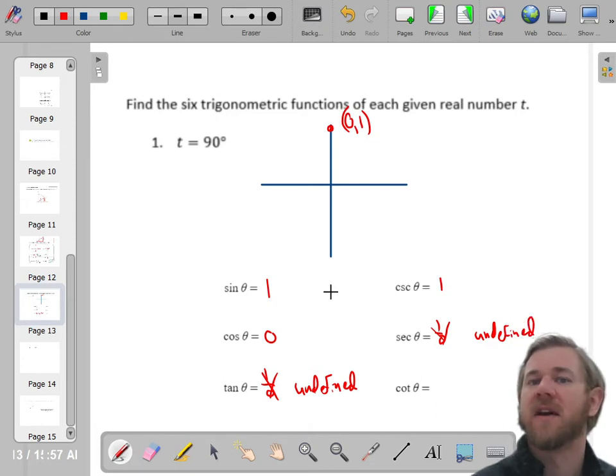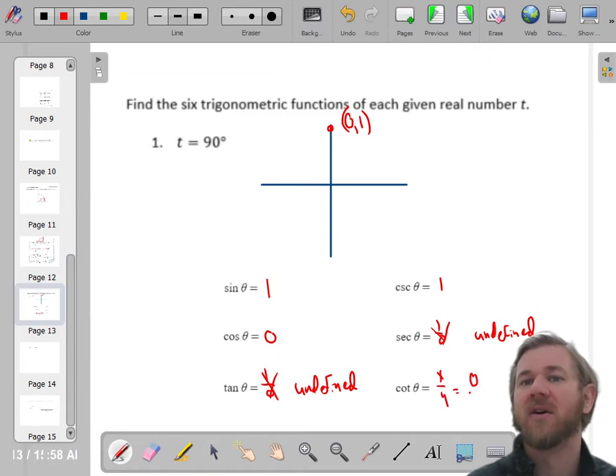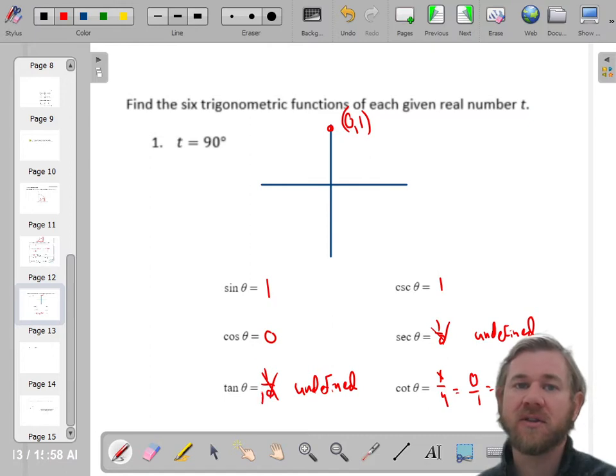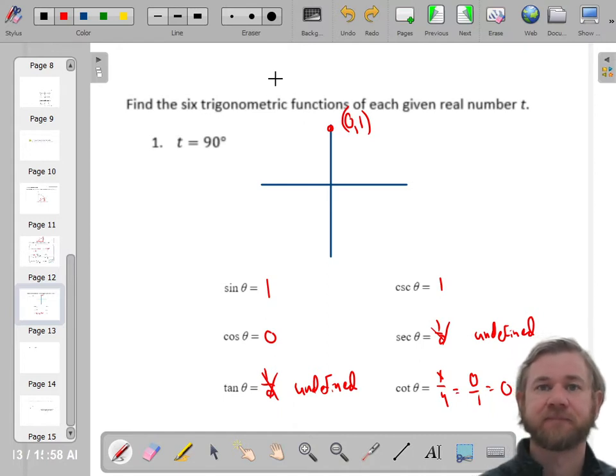If tangent's undefined, secant's going to be undefined. Cotangent is the reciprocal of tangent. Now this, you've got to be careful. Instead of y over x, this is x over y, which is 0 over 1. That's 0, so you can find the cotangent. You could also think about flipping that: instead of 1 over 0, make it 0 over 1, and that's something you can evaluate.